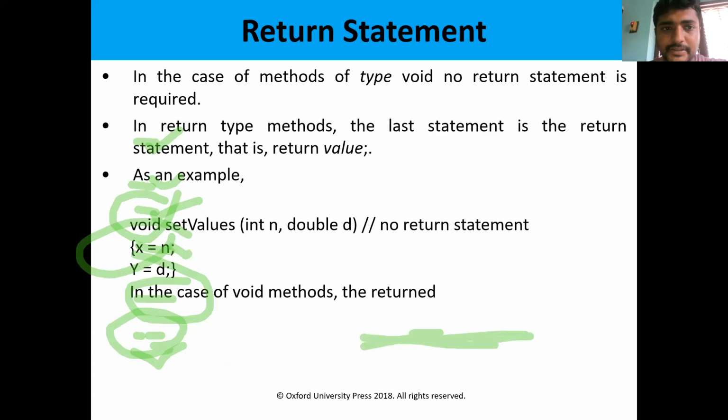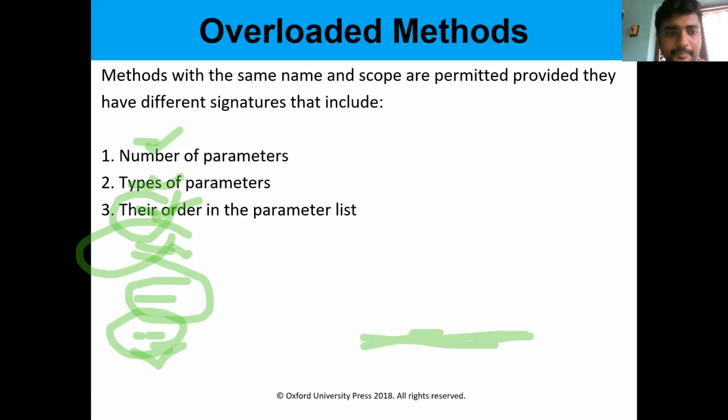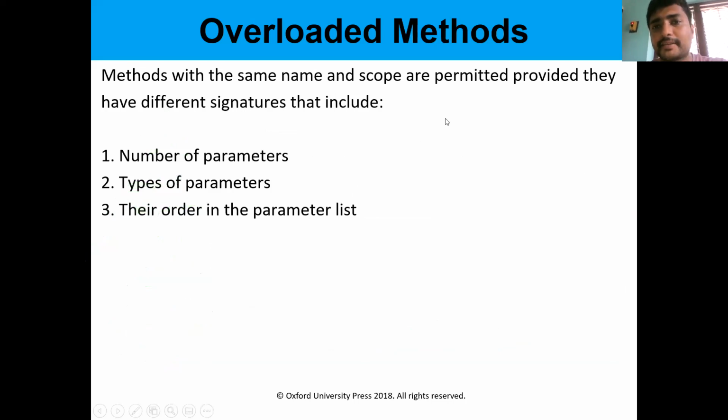Next, parameter list and return statement. These are all things you know. Next, overloaded methods, that is, method overloading. Previous classes already discussed method overloading and method overriding. Overloading means the methods have the same name but different signatures.